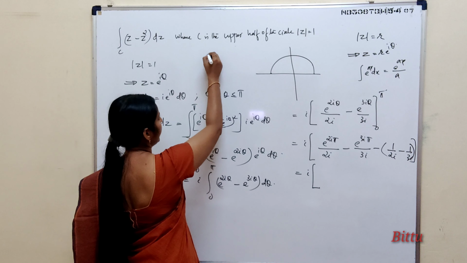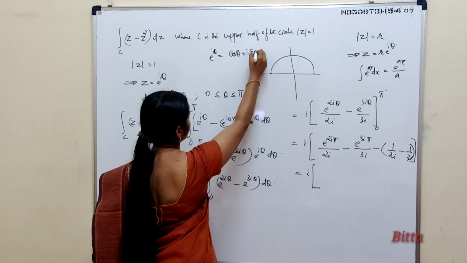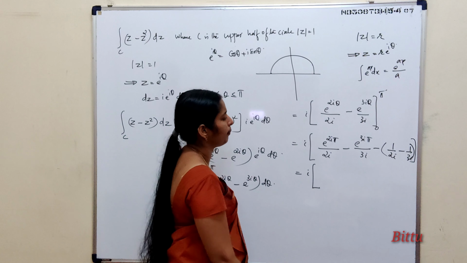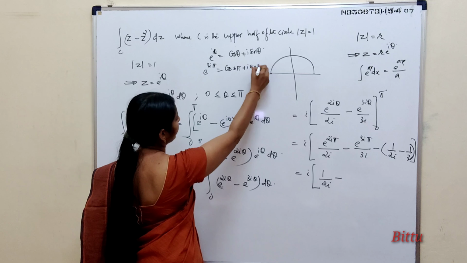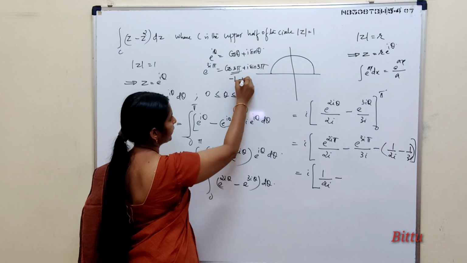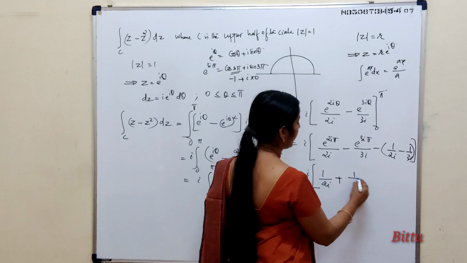Here you have to apply e raised to i theta is cos theta plus i sin theta. So e raised to 2i pi is cos 2 pi plus i sin 2 pi. It is 1, minus e raised to 3i pi. e raised to 3i pi is cos 3 pi plus i sin 3 pi. Cos 3 pi is minus 1, plus i into 0, is minus 1. So plus 1 by 3i.